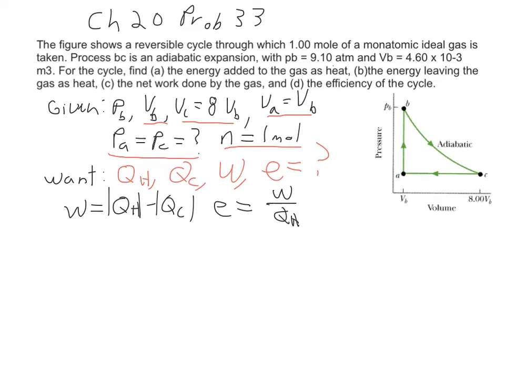So let's look at our transitions over here. We have three transitions, right? We have A to B, we have B to C, and then we have C back to A. All right, so A to B we can see is an isovolumetric transition, or an isochoric transition, where we have constant volume.